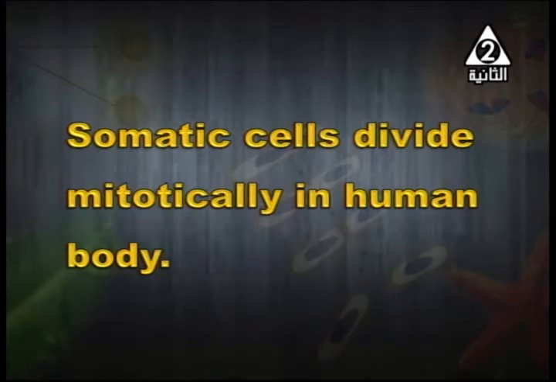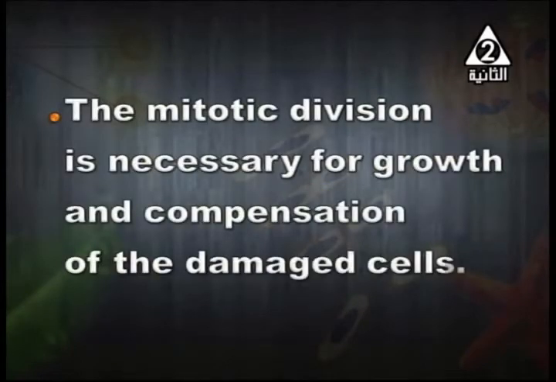What will happen when the somatic cells divide mitotically in the human body? If the somatic cells divide mitotically, this is the result of their growth and also the compensation of the damaged cells in their body. And it is a more important process in children than in adults.